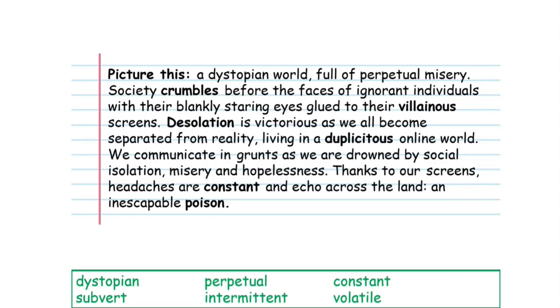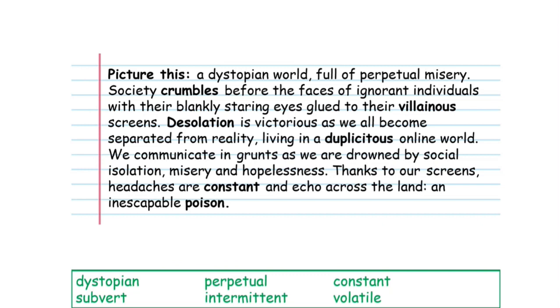task. So here's my example for the picture this paragraph. Picture this. Again, the colon is really important here. A dystopian world full of perpetual misery. Society crumbles before the faces of ignorant individuals, with their blankly staring eyes glued to their villainous screens. Desolation is victorious as we all become separated from reality, living in a duplicitous online world. We communicate in grunts as we are drowned by social isolation, misery, and hopelessness. Thanks to our screens, headaches are constant and echo across the land, an inescapable poison.